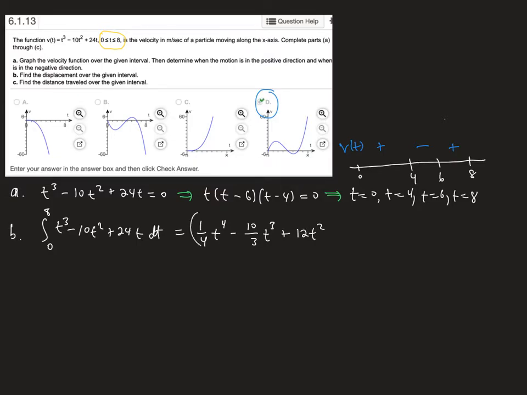So that's the antiderivative of the polynomial evaluated from 0 to 8. I'm not going to do that. Your problem will probably have slightly different numbers anyway. But to do that, we would plug 8 into that antiderivative and then plug 0 into that antiderivative and subtract. And that'll give us a numerical value. And the unit for that is going to be meters.